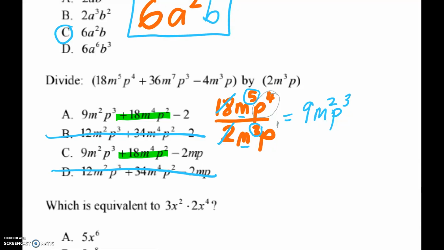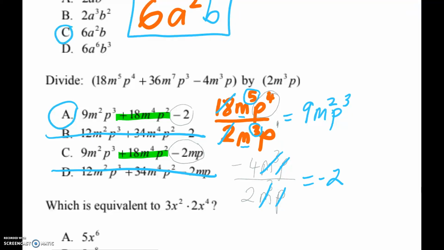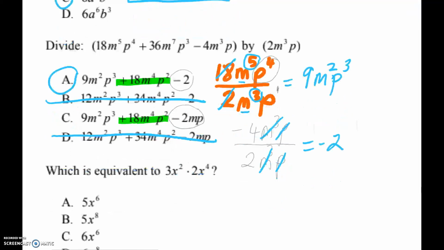But I want you to focus on the last term. All right, let's do the last term. Negative 4m cubed p divided by 2m cubed p. It's very clear that you can simplify m cubes, you can simplify p's. Negative 4 divided by 2 is going to be negative 2. Your last term must be negative 2. That's why the answer is A.